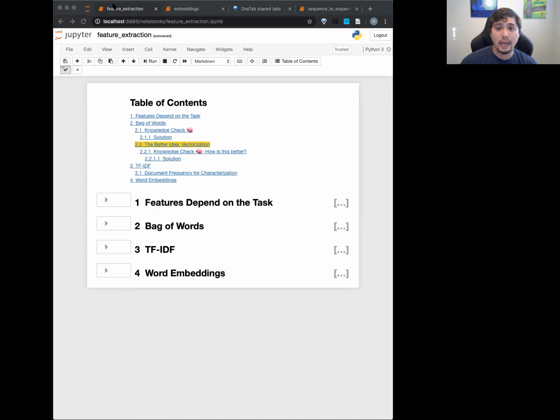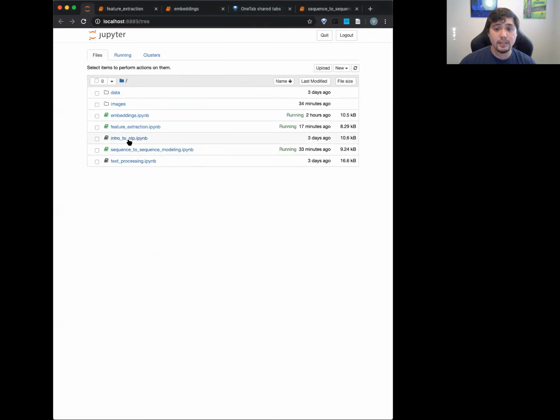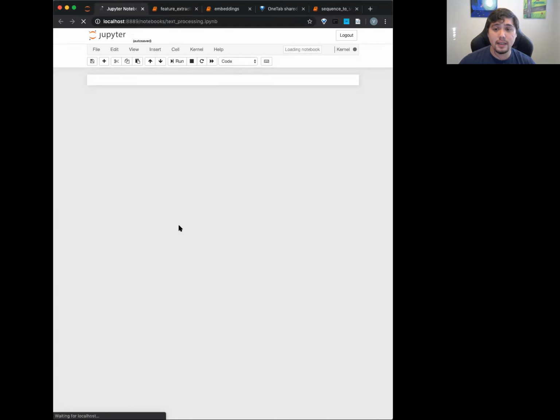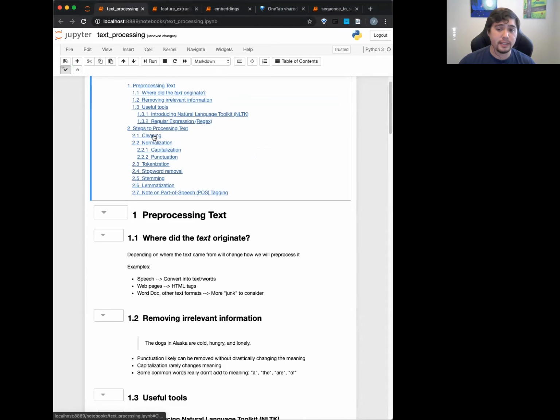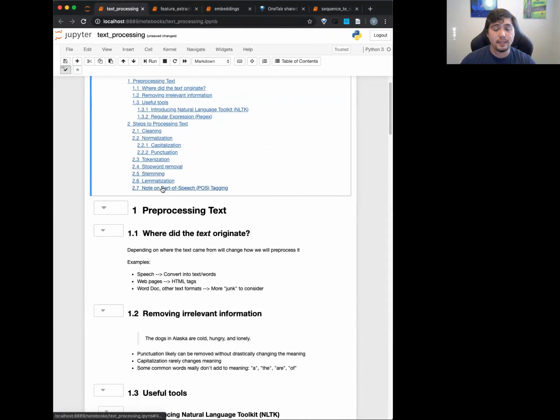Okay, cool. And just a very quick intro to NLP. We talked about what NLP is useful for, text processing. We talked about all these different steps, especially the cleaning, normalization, capitalization, tokenization, all those parts, basically getting our text ready. And then this assumes we have our text ready, so how do we extract features?